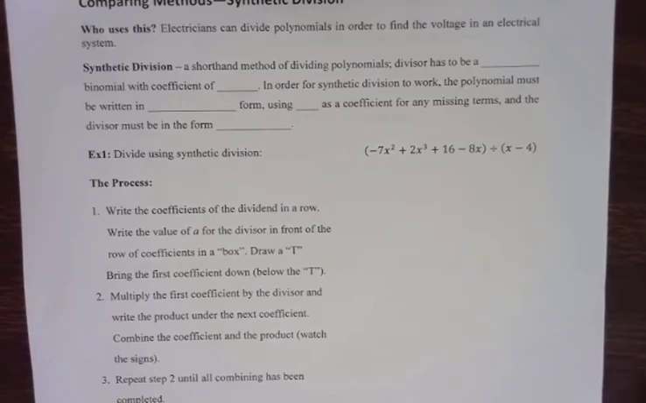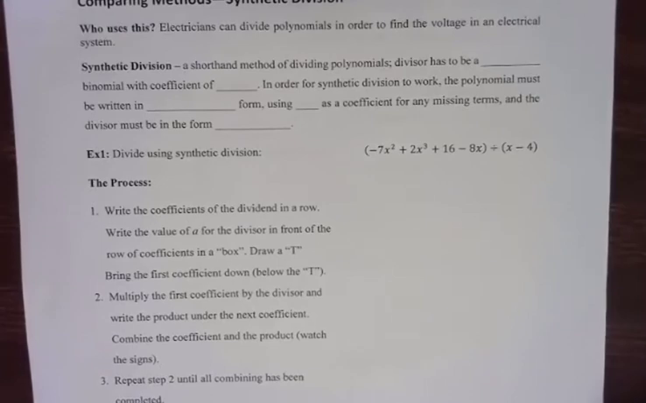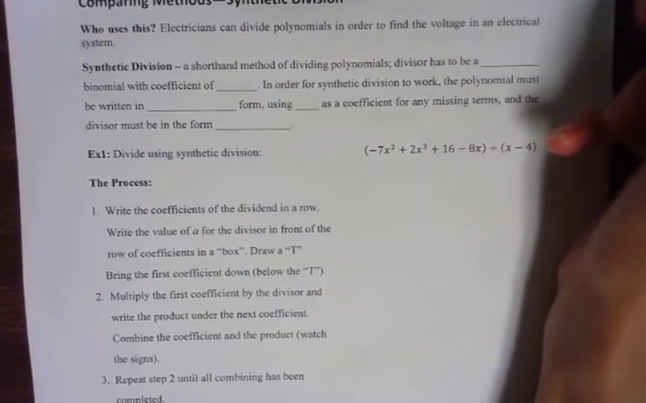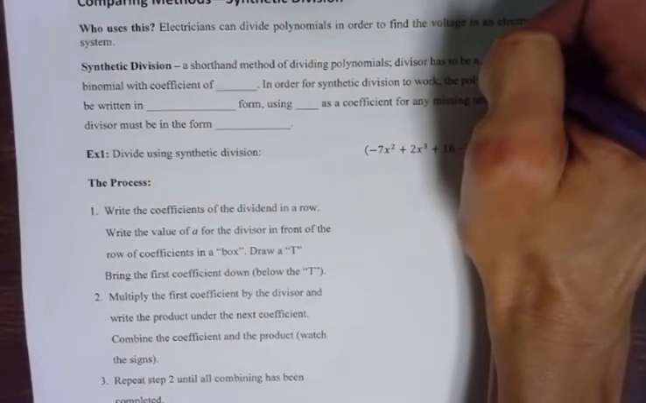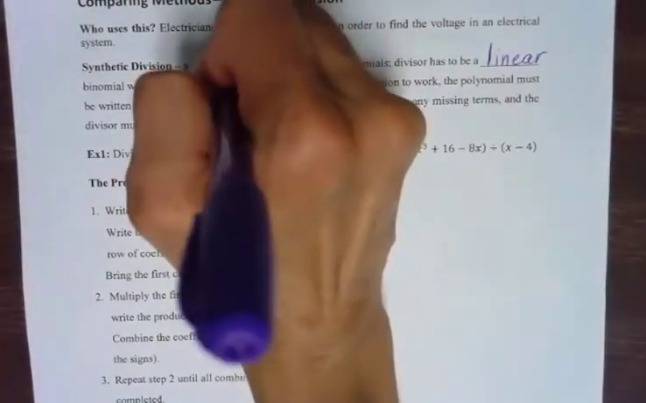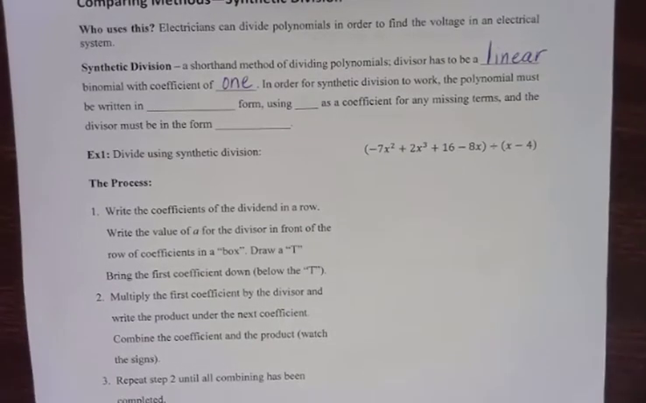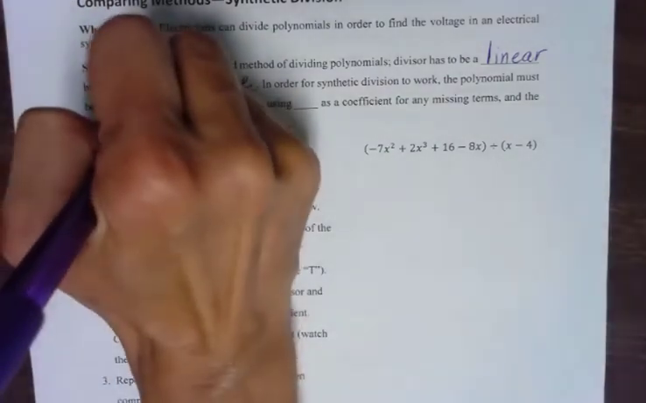Its requirements are that the divisor has to be a linear binomial, so it has to have a coefficient of 1. So we're talking about things in the form of like x plus 3 or x minus 4. In order for synthetic division to work, the polynomial must be written in standard form.